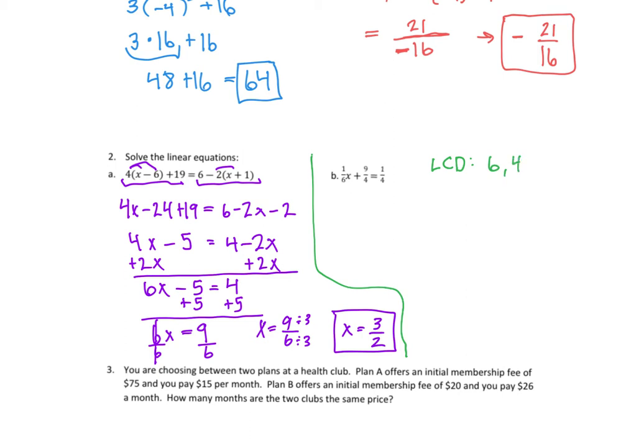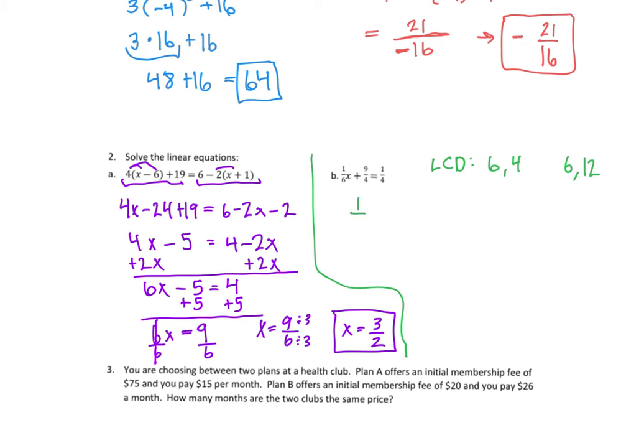So if I start listing the multiples of 6, I get 6. 4 does not go into 6. The next multiple of 6 is 12. 4 does go into 12. So the least common multiple or least common denominator between 6 and 4 is 12.